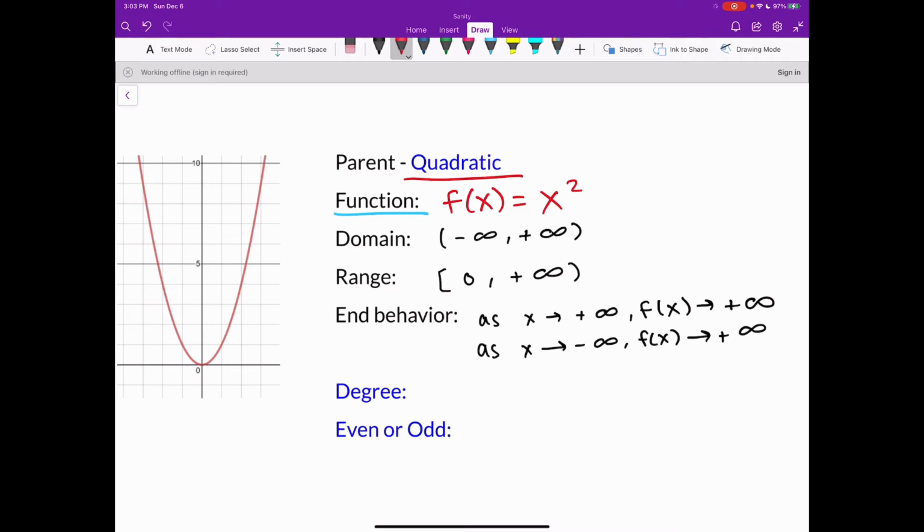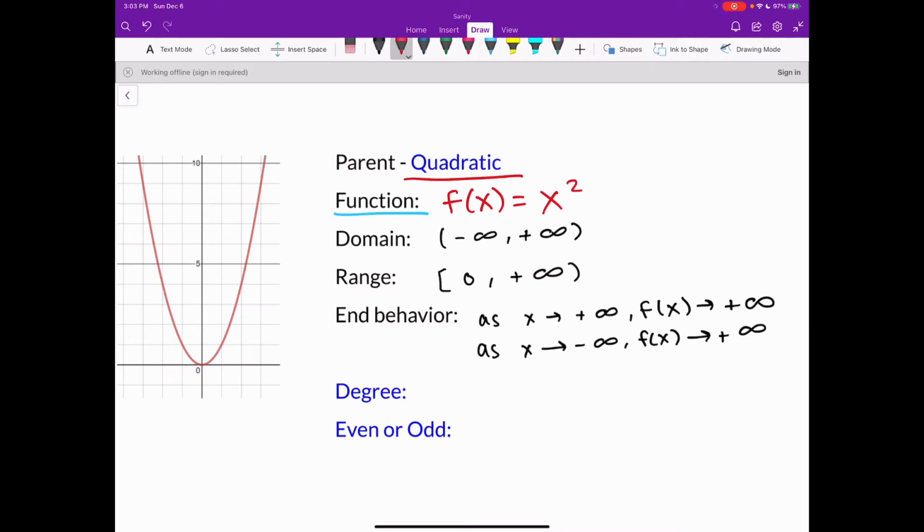So domain, we could include all positive numbers and negative numbers. We could go from negative infinity to positive infinity. Our range here, all of the y values, is limited to everything above 0. All right, so again, we see that starting off here at 0, the function only goes up. So the range could be written as 0 to positive infinity.